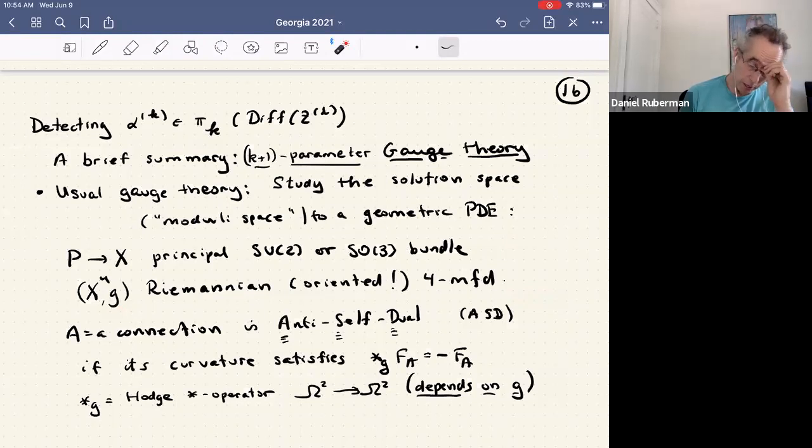I remind you that a connection on that bundle has a curvature, which is a 2-form, and so the PDE is this equation that I've circled, which says that if you take that 2-form associated to the connection and apply the Hodge star operator, which turns it into a different 2-form, it changes sign. So that's a so-called anti-self-dual equation. An important thing to note is that the curvature is just this 2-form. It depends on the connection, it doesn't depend on the metric, but the star operator does depend on the metric. So this is a PDE, and the PDE depends on the metric.